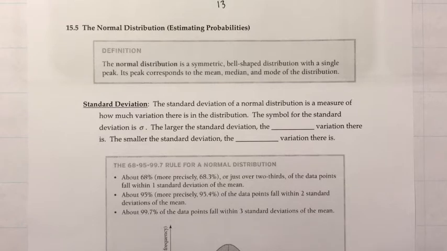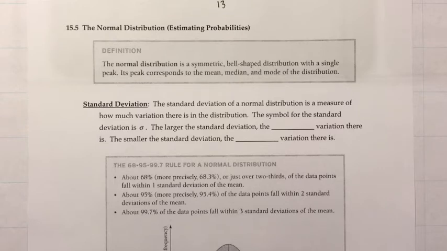The normal distribution is a symmetric bell-shaped distribution with a single peak. Its peak corresponds to the mean, median, and the mode of the distribution. So we mentioned back then that if we have a symmetric curve with a single peak, the mean, the median, and the mode are all in the same place, and that does apply to this distribution.